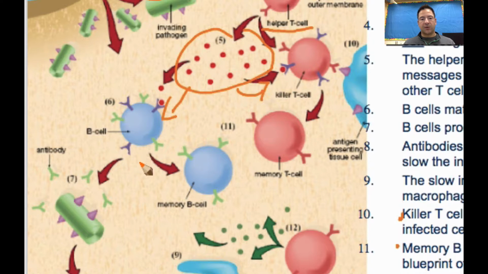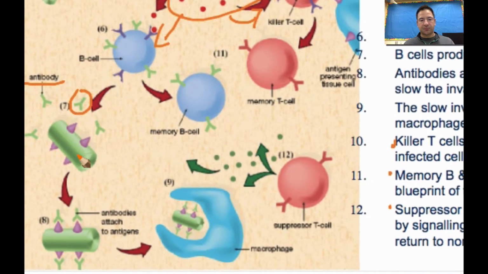Now what they're going to do is start producing what we call antibodies. If you can see these little Y-shaped structures, these are the antibodies. Now antibodies, it's important to note, do not kill the pathogen or destroy it. Their role is to slow the pathogen down. So they bind to these protein markers, and they slow the pathogen down.